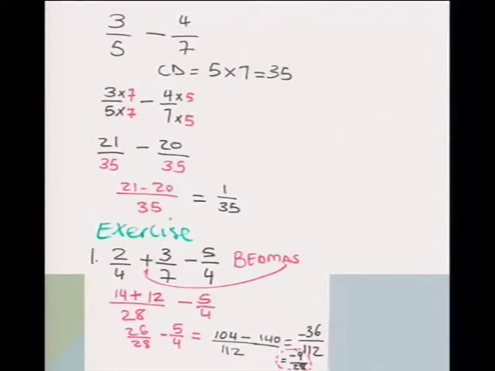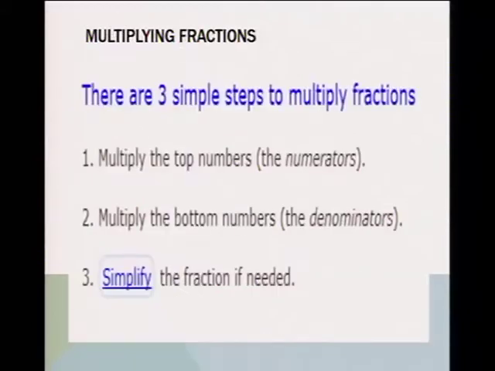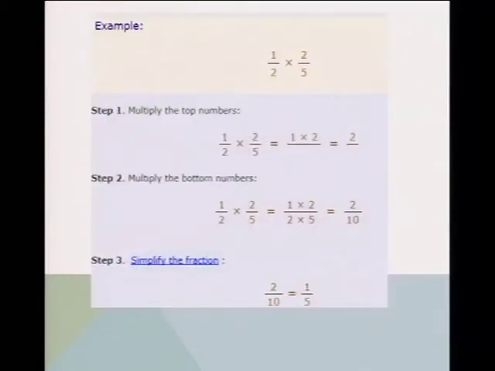When you are done and you have a single fraction, then you can move on to subtraction and you do the same. When it comes to multiplying fractions, this is the easiest of them all. You just have to multiply the numerator with the numerator, denominator with the denominator, simplify if you can. Let's look at step 3.